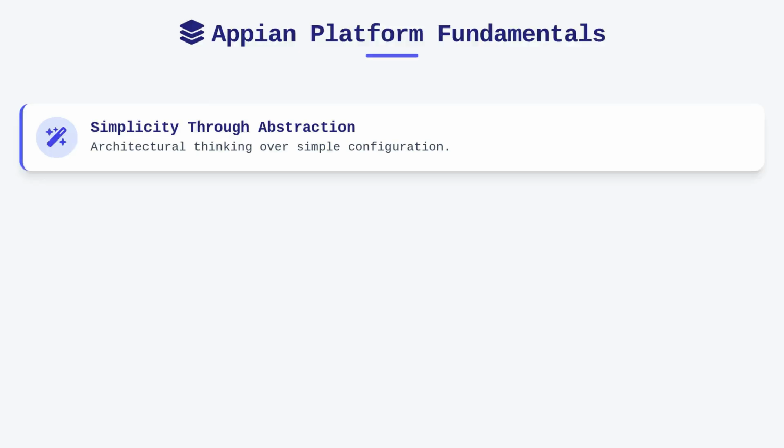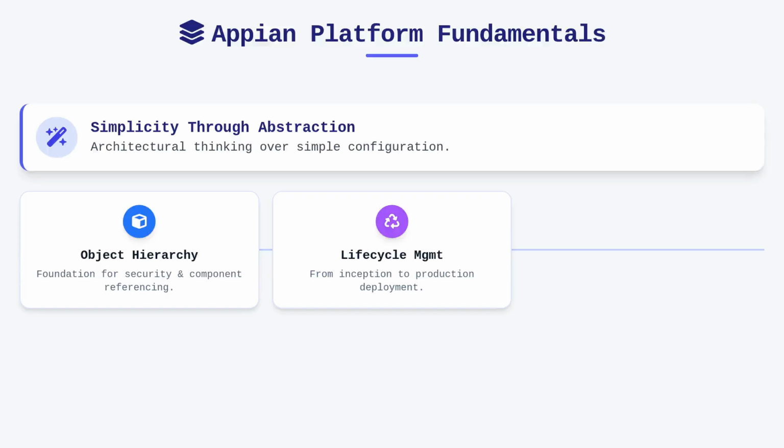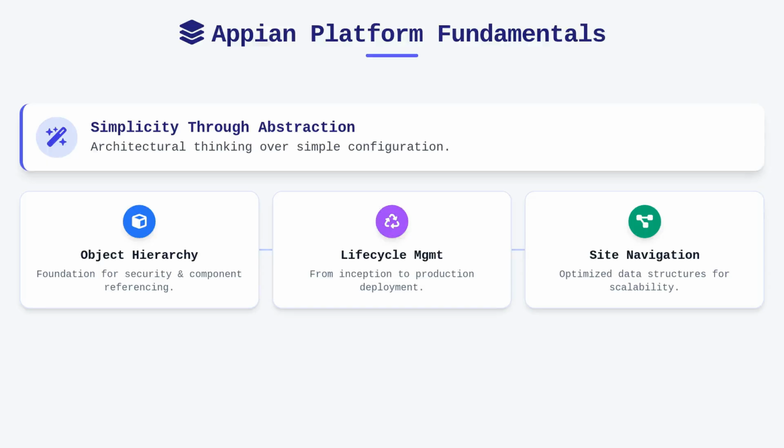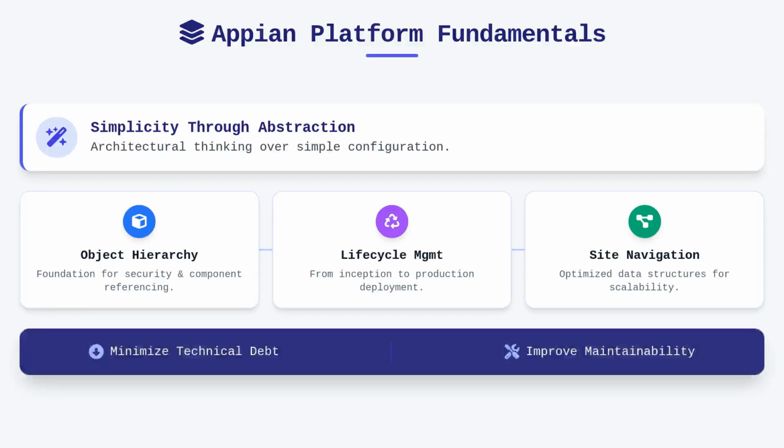We will spend our time looking at the Appian Lifecycle Management Framework, which organizes development from the inception of an object to its eventual deployment in a production environment. Understanding the hierarchy of these objects is crucial because it dictates how security is applied and how components are referenced across the platform. When you organize your site navigation and data structures effectively, you minimize technical debt and significantly improve the maintainability of your enterprise solutions.